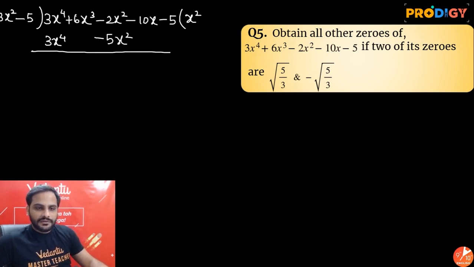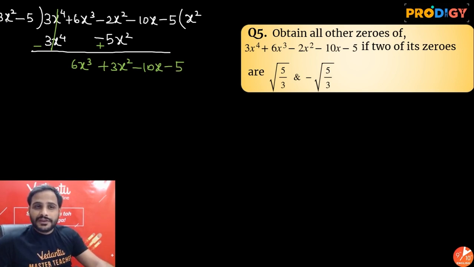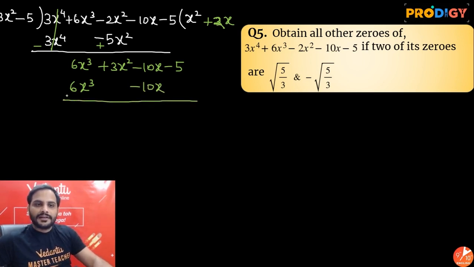Let us do the subtraction now. So if I do the subtraction, this is minus, I will say this is plus. This got cancelled. Now we have 6x cube, plus 5 minus 2, which is plus 3x square minus 10x minus 5. How do I create 6x cube from 3x square? So simple. Multiply with 2x. 2 into 3 is 6, x square into x is x cube, so 6x cube, and 2x into minus 5 is minus 10x. Let us do the subtraction over here.